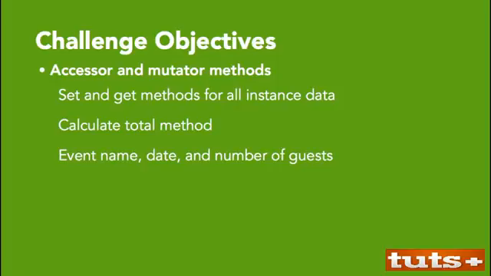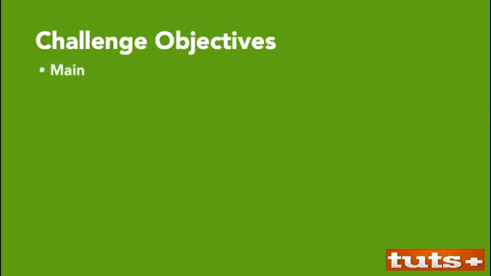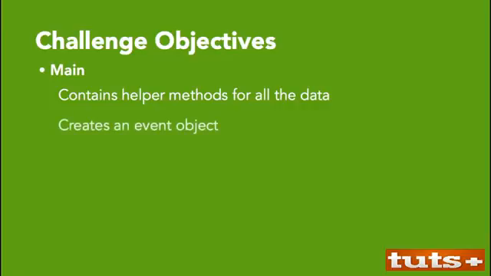Okay, that's it for our class. Now let's get back over to the main program. In the Java file that contains the main method, we want to add helper methods to get all the event information. In the main method itself, we're only going to have 2 statements. One to create an event object, and a second one to print out the information about the event. The helper methods will be used to prompt the user to enter the information about the event, the type of event, the number of guests, and the date of the event.